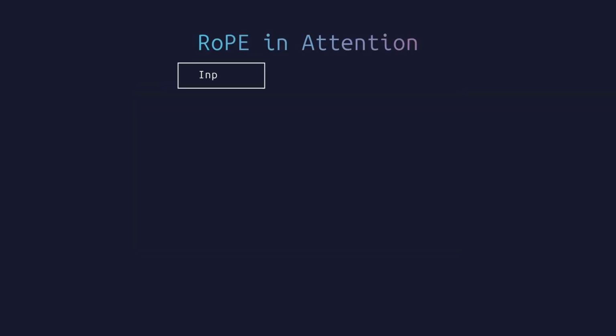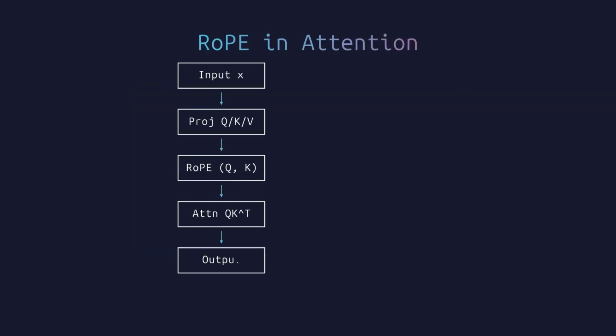Where does this sit in the attention stack? After projecting Q, K, and V, you apply RoPE only to Q and K, not V. Then you compute attention as usual, Q times K transpose, softmax, times V. RoPE happens per head before the attention scores.